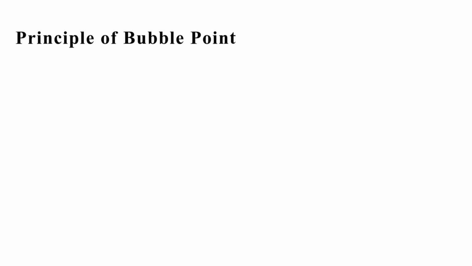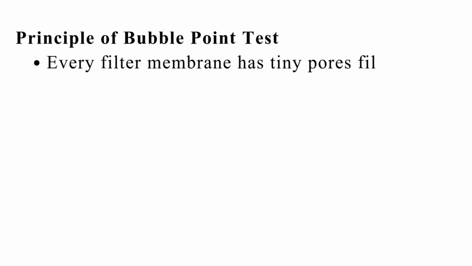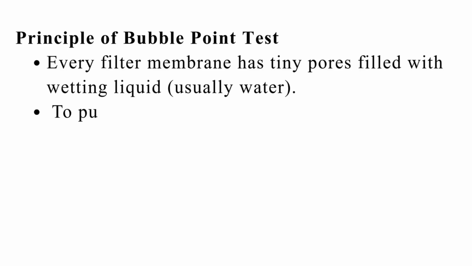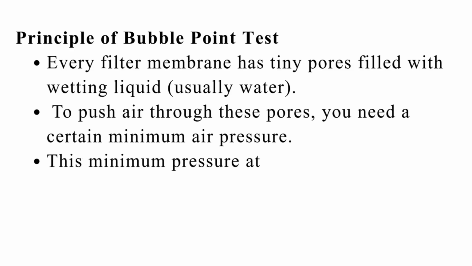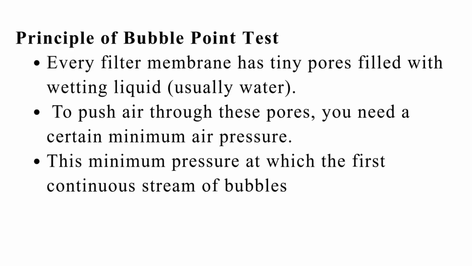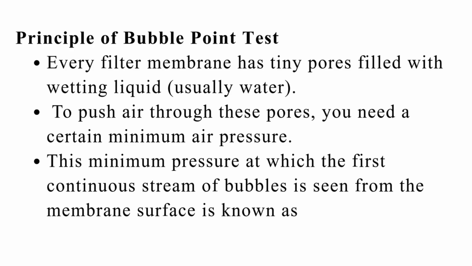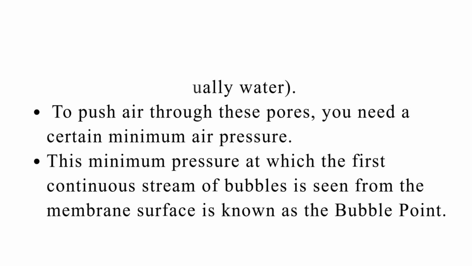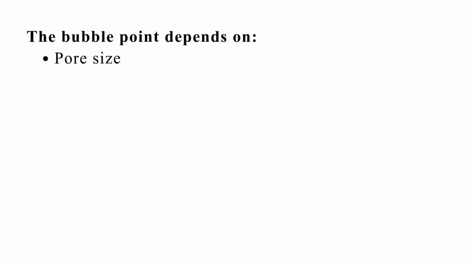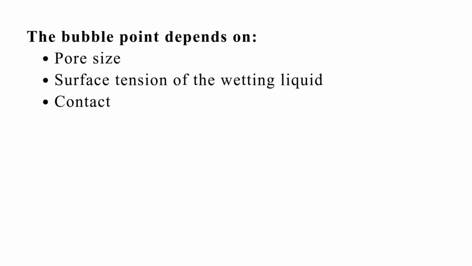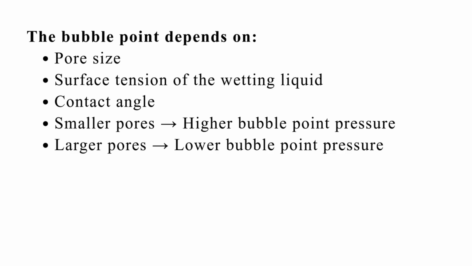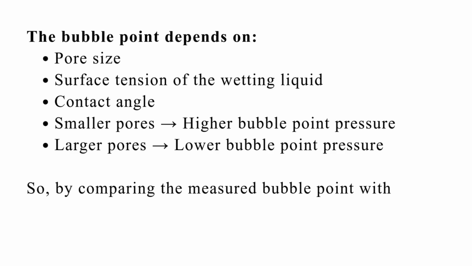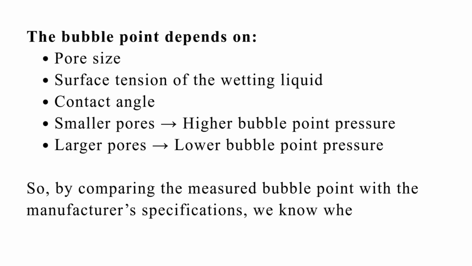Principle of bubble point test. Every filter membrane has tiny pores filled with wetting liquid, usually water. To push air through these pores, you need a certain minimum air pressure. This minimum pressure at which the first continuous stream of bubbles is seen from the membrane surface is known as the bubble point. The bubble point depends on pore size, surface tension of the wetting liquid, and contact angle. Smaller pores mean higher bubble point pressure, larger pores mean lower bubble point pressure. So, by comparing the measured bubble point with the manufacturer's specifications, we know whether the filter is intact.